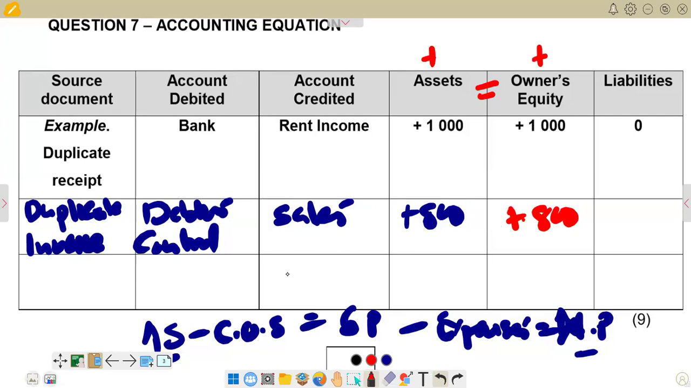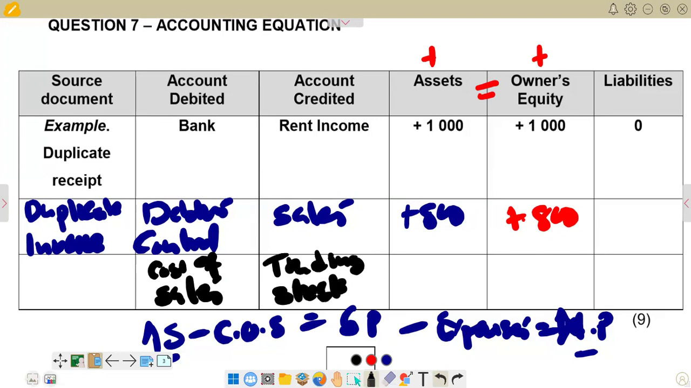Then in terms of the double entry of the cost price of the goods that have been sold, remember we said we are debiting cost of sales. So cost of sales is the one that is being debited, and the one that is being credited is trading stock. According to the double entry that we summarized there, we try to see what cost of sales is affecting. Cost of sales is here. You see that it's reducing net profit here.